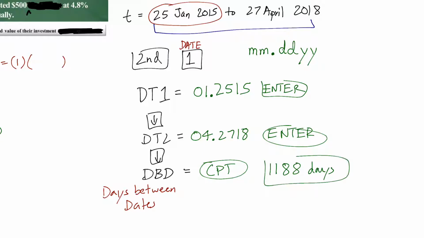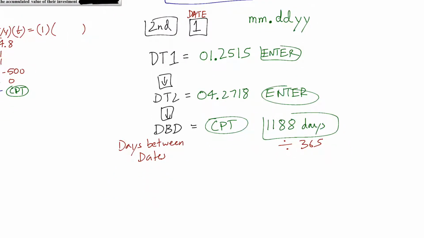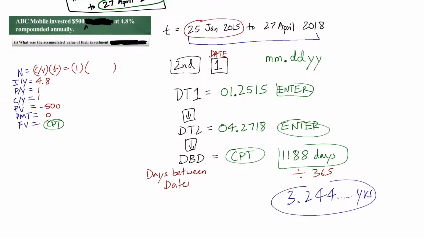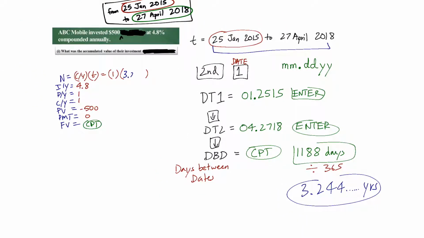At this point, to get out of the date worksheet, you can do 2 things. You can store this, or if you press CE, I think it disappears. The date stuff and the DBD stuff disappear, and you should still have this number on the screen. So divide this by 365. What number do you get? 3.2, something like that. This is now in years, and you need to multiply that with the CY value to get your N value, which is 3.24 ... periods.